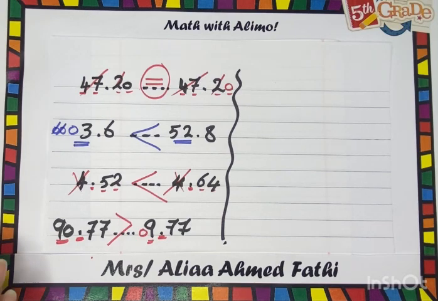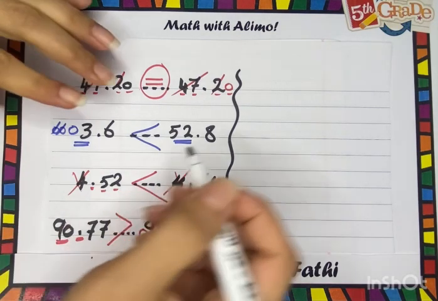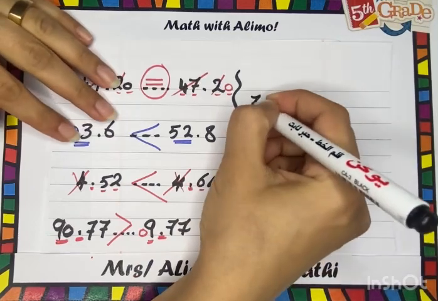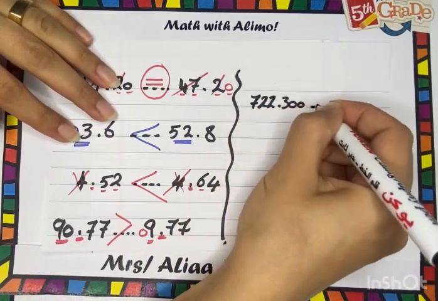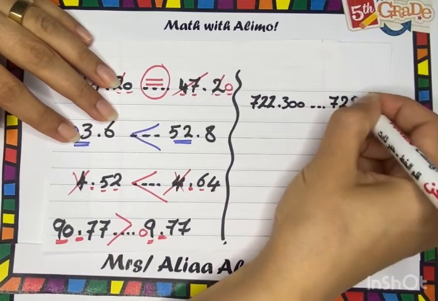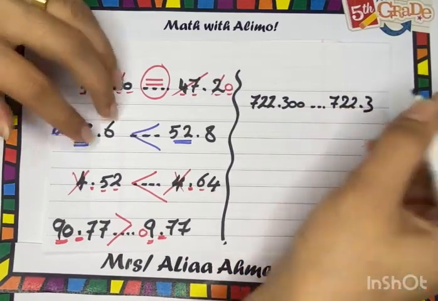Another one. If I have 722.300 or 722.3.